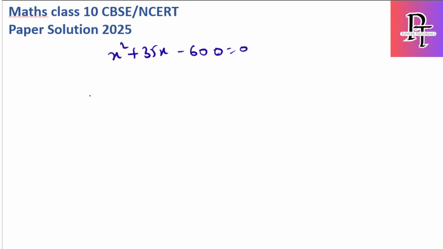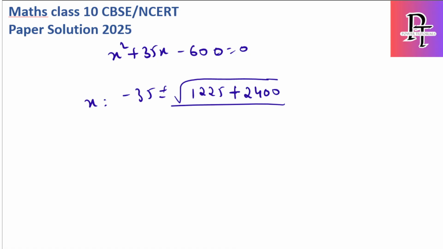So let's solve using the quadratic equation, or else we can use factors, but let's try with factors. Okay, it will take much time. Let's use the quadratic formula, which is minus b plus or minus the square root of b square minus 4ac, which we already did, which is 1225 minus 4 into 6, 4 into 6 is 24. So it becomes minus 35 plus or minus root of 3625.